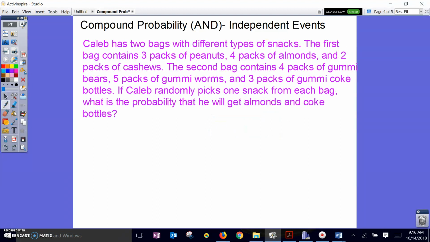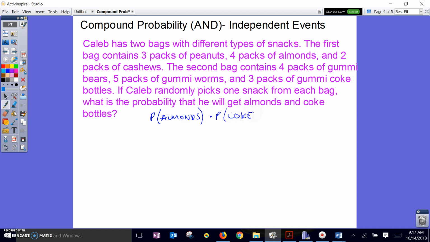All right, next example. Caleb has 2 bags with different types of snacks. The first bag contains 3 packs of peanuts, 4 packs of almonds, and 2 packs of cashews. The second bag contains 4 packs of gummy bears, 5 packs of gummy worms, and 3 packs of gummy Coke bottles. If Caleb randomly picks one snack from each bag, what is the probability that he will get almonds and Coke bottles? So we're looking for probability of almonds times probability of Coke bottles.